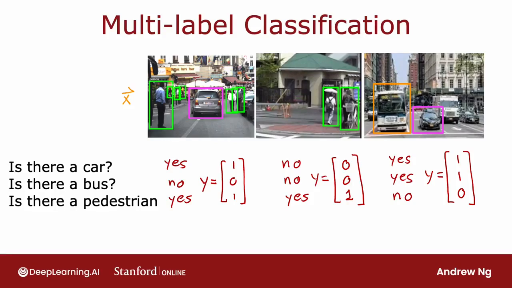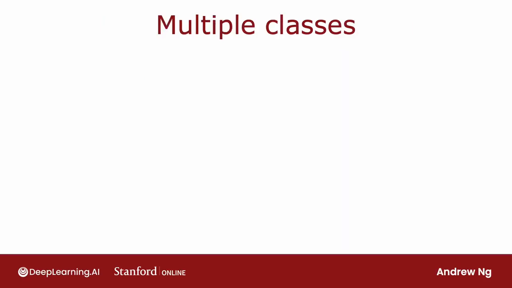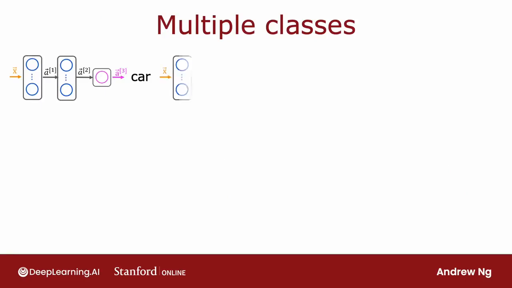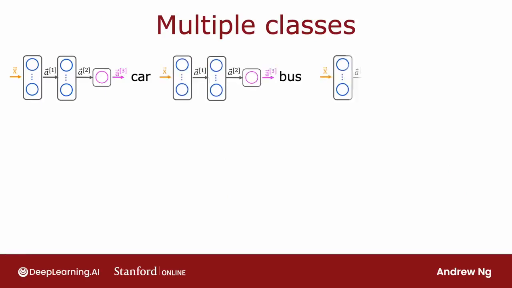One way to go about it is to just treat this as three completely separate machine learning problems. You could build one neural network to decide, are there any cars? A second one to detect buses, and the third one to detect pedestrians. And that's actually not an unreasonable approach. Here's the first neural network to detect cars, second one to detect buses, third one to detect pedestrians.